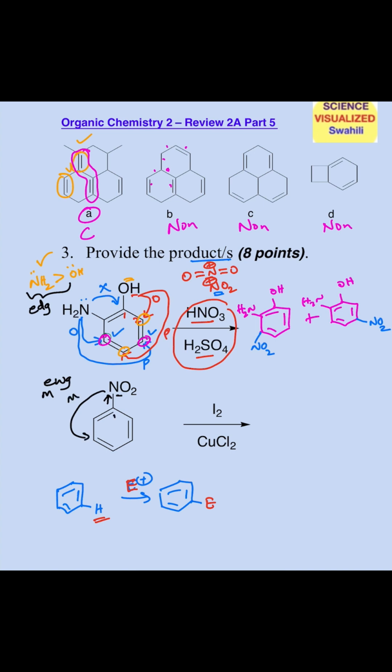Remember, meta is 1, 3. So 1, 2, 3. The 1, 3 position is meta, or this meta. But actually, if you add to either of those meta positions, it will give you the same product. Remember, we're using iodine and copper chloride, and that's going to give I plus electrophile. So you end up adding iodine to the meta position.